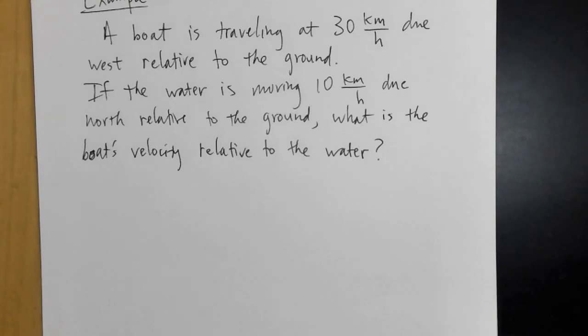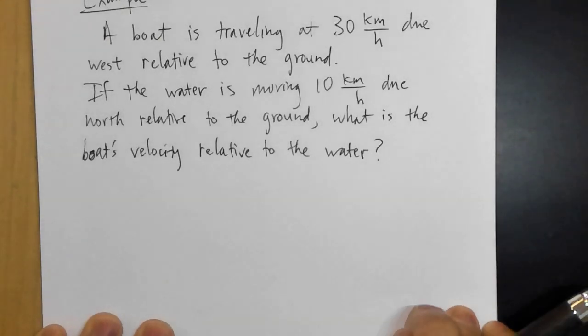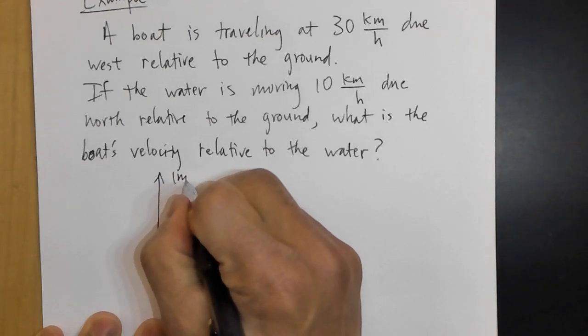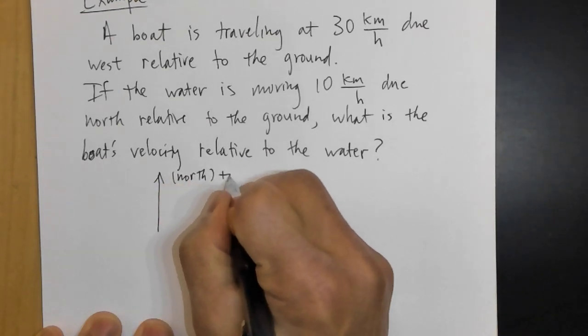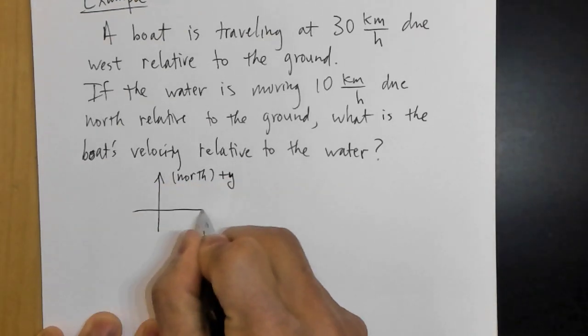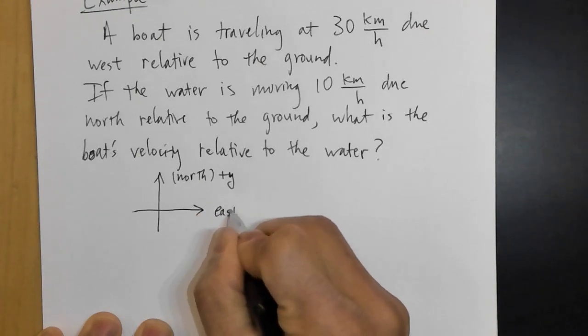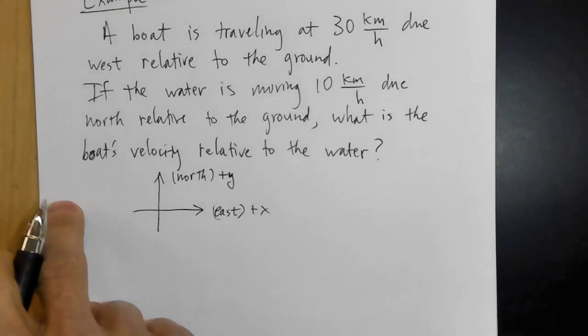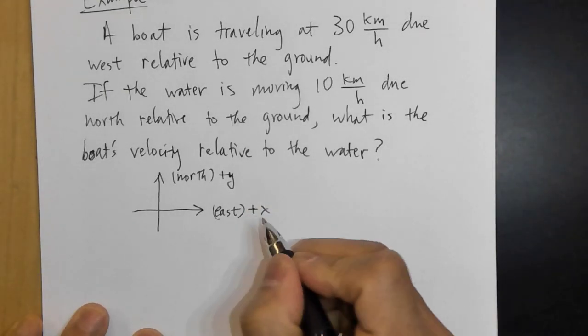So, just stop and think, do I know how to do this problem? How would I do this? So let's do it together. Okay, first, let's draw some coordinate axes. Let's take the usual thing. So north will be my positive y, east will be my positive x, and then west will be negative x, and south would be negative y.